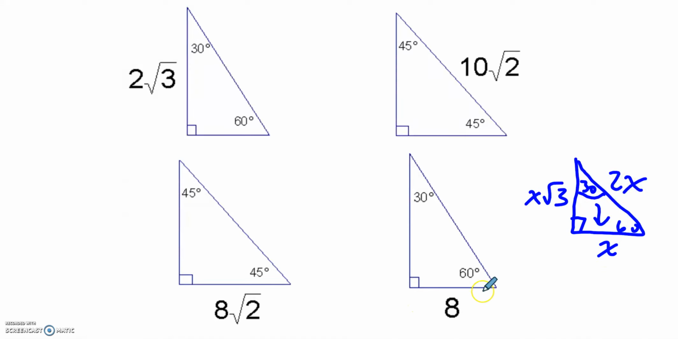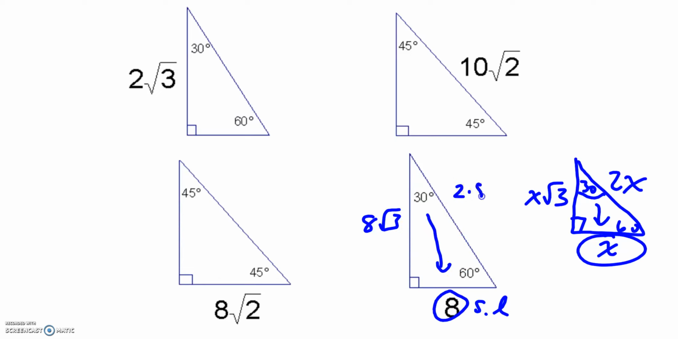The reason I want to start with this example here is notice that I did give you the short leg. The 8 is the shortest one, and everything depends on x. So without much work, what you could do is say that my medium side, or my longer leg, is 8 times root 3, and then my hypotenuse is 2 times the shortest side of 8, or 16. So without much work, I know that my longer leg is 8 root 3, and my hypotenuse is 16.